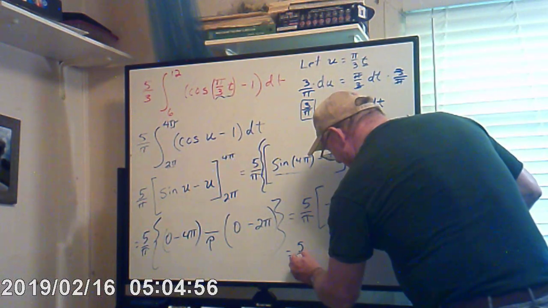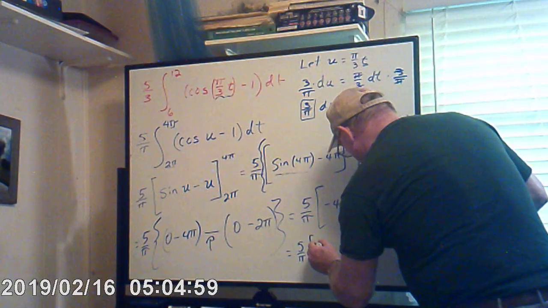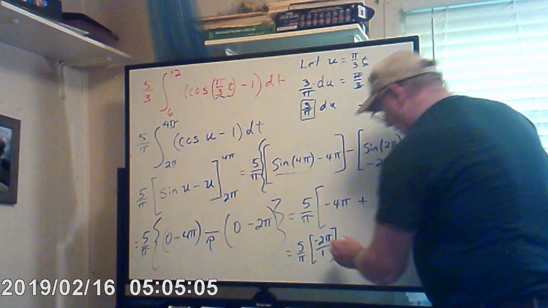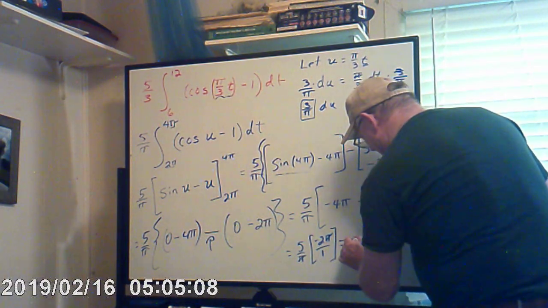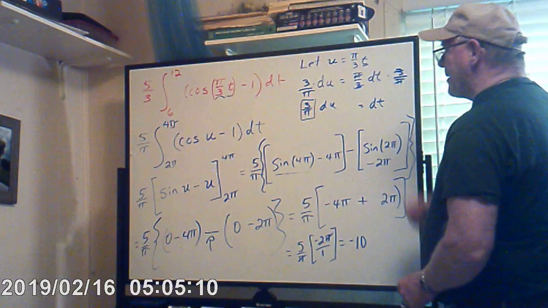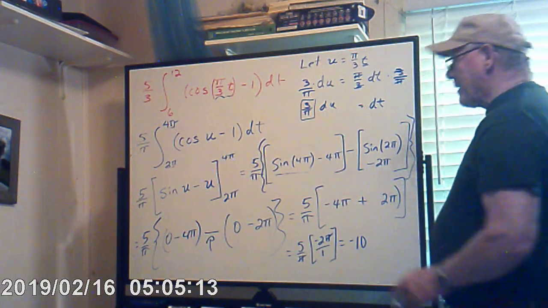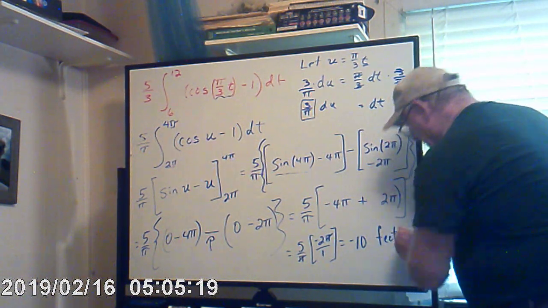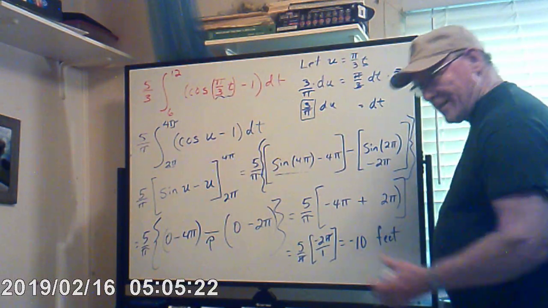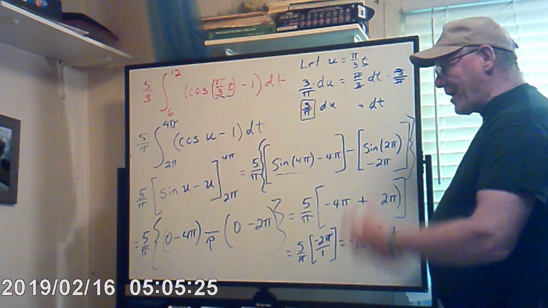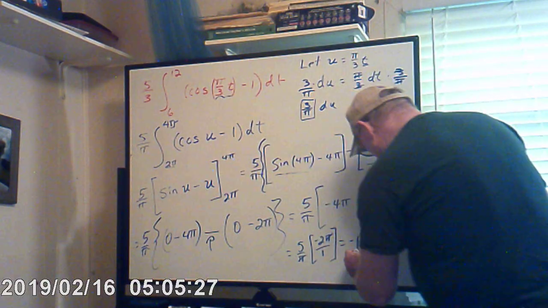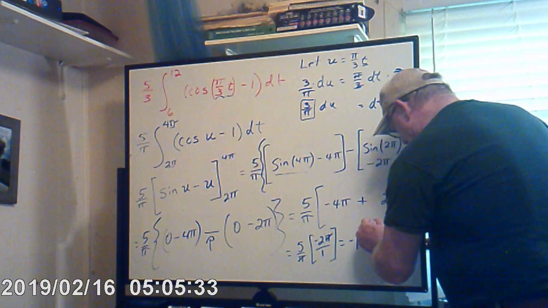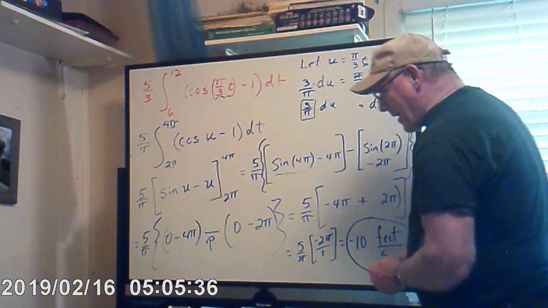5 over pi times negative 2 pi. Put that over 1 if you want to. And those pi's cancel out. And this is negative 10. Now you got to remember, you started off with feet per second. It is average velocity. Do not write down feet here. You did not find distance. You found average velocity, okay, per second. There it is. Now remember, velocity can be negative.